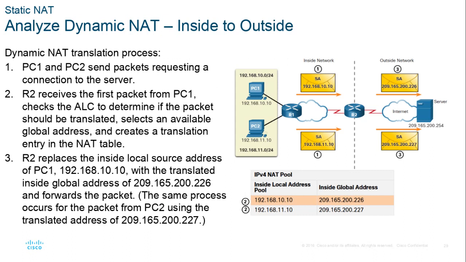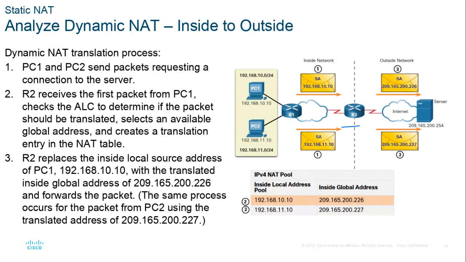So in the dynamic NAT translation process, in this case, PC1 and PC2 are both sending packets going to a server on the outside world. So when the router R2, which is our NAT translation router, he's the one right here, he's going to check the access control list. That says ACL, access control list. Are the source IP addresses of these two PCs, PC1 and PC2, allowed to be translated? And in this case, they were. All 192.168 were allowed to be translated.